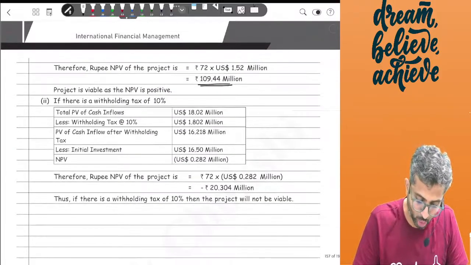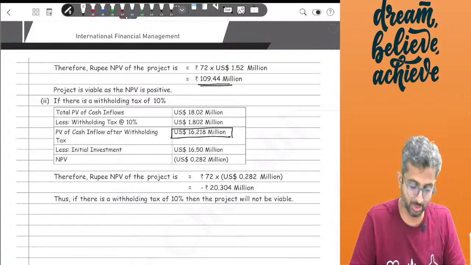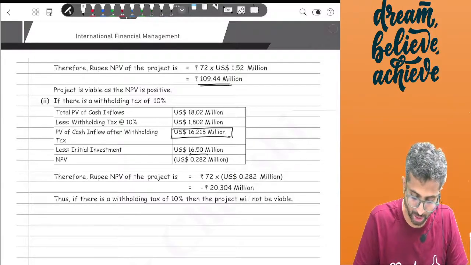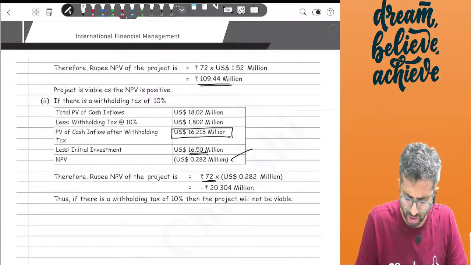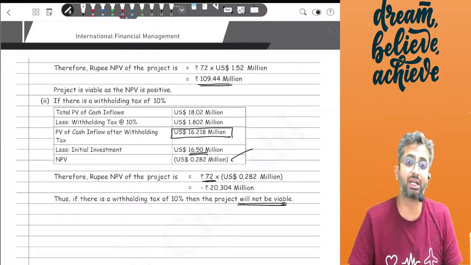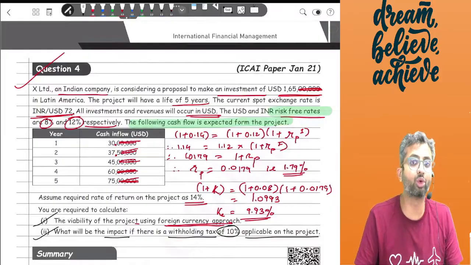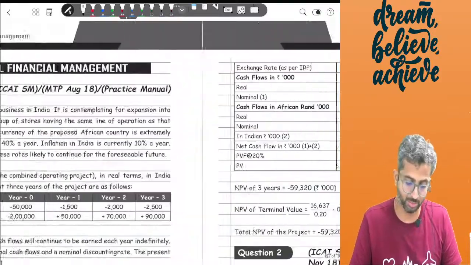So this will come to 16.22 million, less the initial investment of 16.5. NPV becomes negative, again multiplied by 72. The project is not viable and hence should not be accepted. So this is pertaining to question 4. It is an easy question, but it gives you a good understanding of the foreign currency approach.